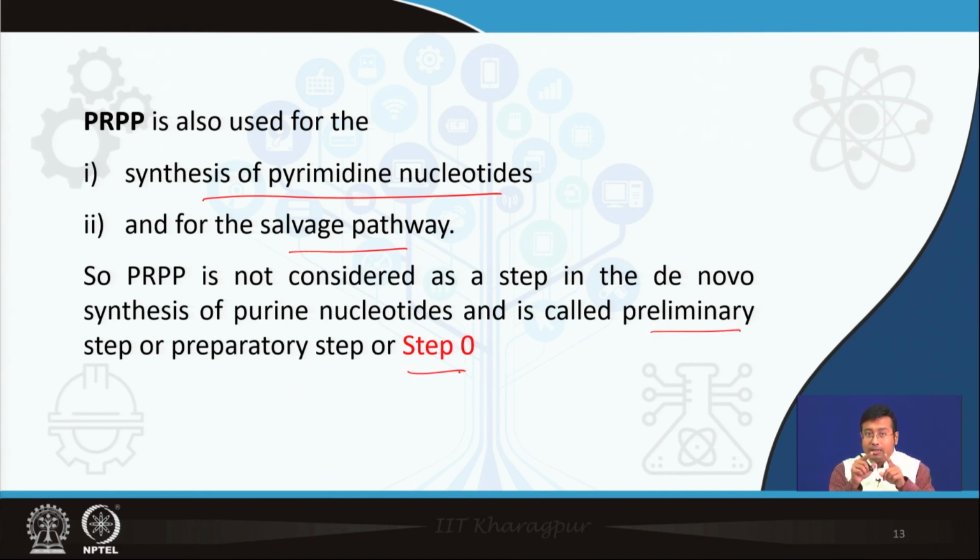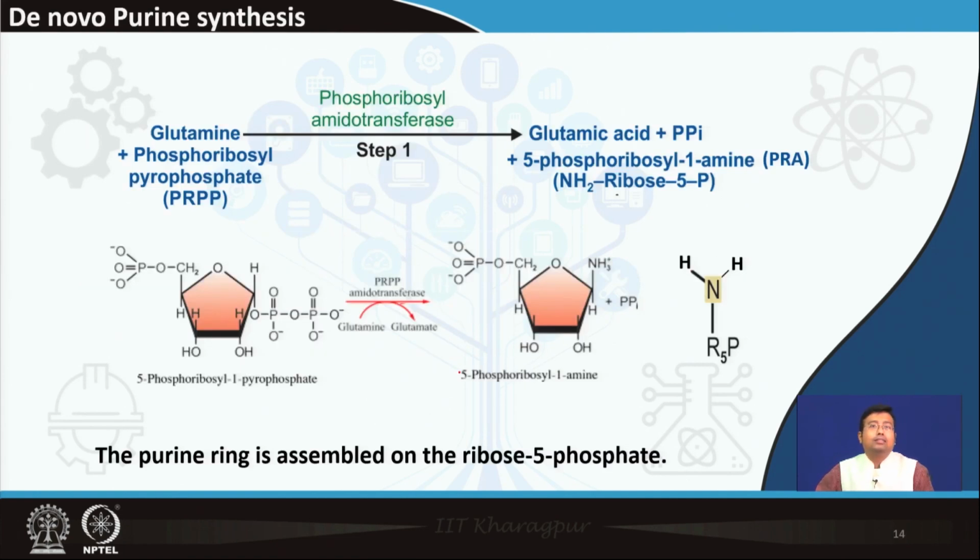just like CPS of urea, right. You can correlate the analogy where it was the starting molecule, but it did not directly participate, the enzyme carbonyl phosphate synthase 1 was not directly a part of the urea cycle. Similarly, here PRPP synthesis is not included in the purine synthesis pathway, however, it is a preparatory step or step 0. So, what is the first step?